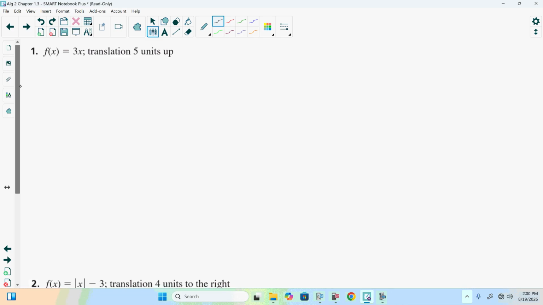f of x equals 3x; translation 5 units up. That's as succinct as we can get it. We don't have to exclude anything on that one. We need everything from there.